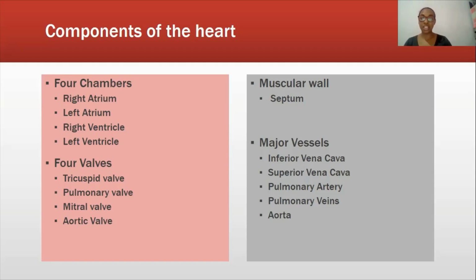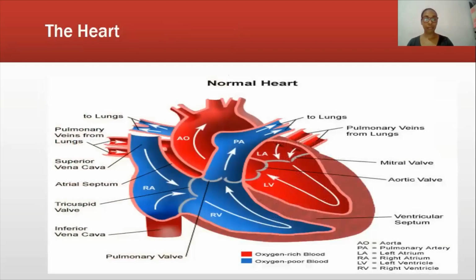The heart has major vessels. These are inferior vena cava, superior vena cava, pulmonary artery, pulmonary veins, and the aorta. Now let us take a look at the heart and the blood flow.